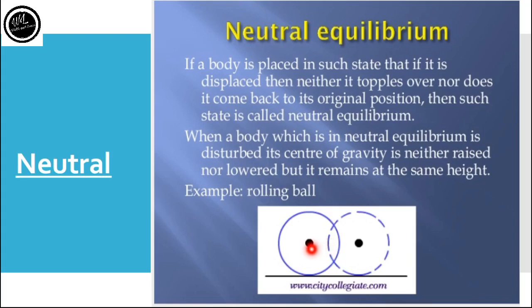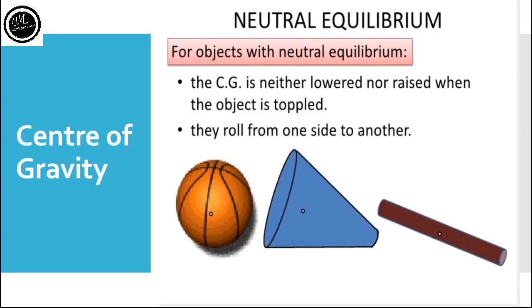In neutral equilibrium, the center of gravity is neither raised nor lowered, but it remains at the same height. Let's say an example of a ball that is rolling. The center of gravity is at the center point. When you apply the force or when you disturb this ball, it will attain a new position, but its center of gravity will remain at the same height. So in neutral equilibrium, the height of the center of gravity does not change. These are the objects which we can say are neutral objects.